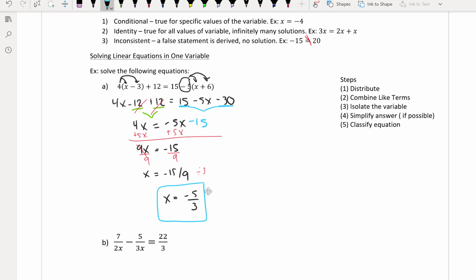So since I actually have x equals a number, then I'm going to say out of the 3 things that I can choose, I can choose conditional, I can choose identity, and I can choose inconsistent. Well, the best fit here would be conditional.